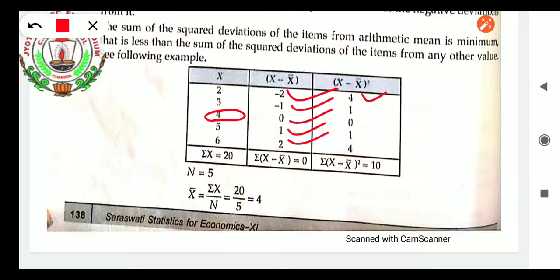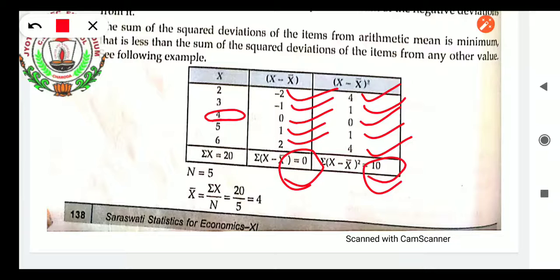Minus 2 squared is 4. Minus 1 squared is 1. 0 squared is 0. 1 squared is 1. 2 squared is 4. When we sum all of this, we got 10. Here the deviations will definitely always get 0. N equals 5.